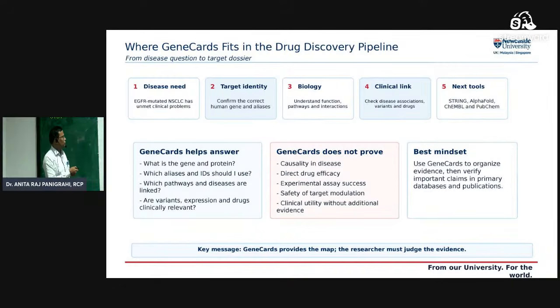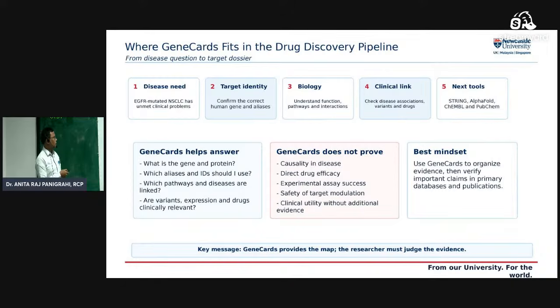So we need to look at the human one, and we need to understand the biology. That means we need to understand what its function is, in what disease pathways that particular gene is involved, and what its interactions with other genes are. And for the clinical link, you see whether that particular protein is linked to a particular disease or not. Later on, we are going to talk about STRING, AlphaFold, ChEMBL, and PubChem. Whatever information you get from here, you are going to use in those later databases. In that way, you can see a link between the different databases.